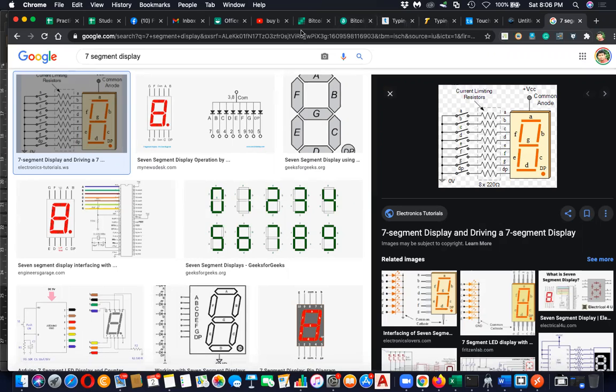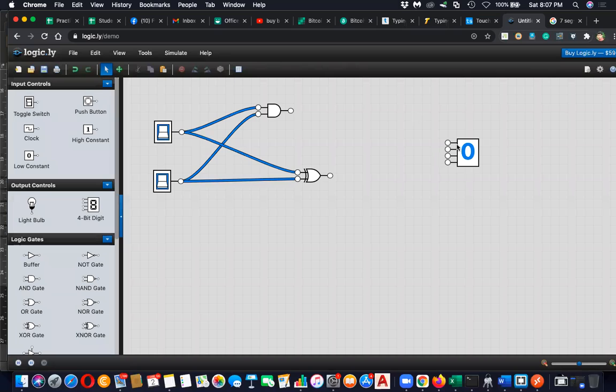So this is how a 7 segment works. I did the simulation. I have not used a 7 segment, but just for simulation, I just input these two.